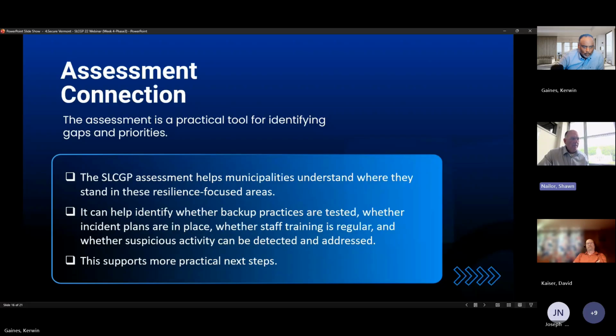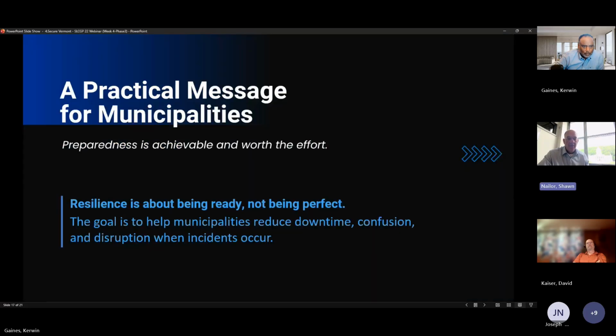But it really helps to understand where you're at maturity wise and then focus on what are some, just from our experience, logical next steps, and which projects within the state and local cybersecurity grant program can assist you in taking those steps? Keeping it practical, right? Like it says, it's about being ready, not being perfect. This is what we're trying to do, is make everybody just a little bit more resilient in the cyberspace, much like we're trying to do, whether it comes to climate change or anything else.